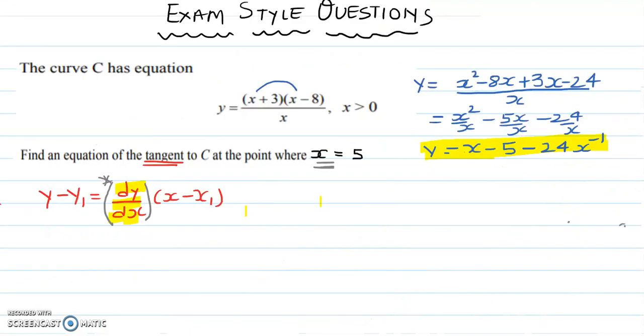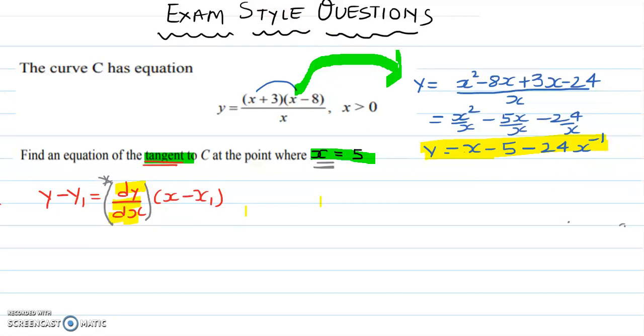Here is a question. The curve C has the equation y equals (x plus 3)(x minus 8) divided by x, and find the equation of tangent to C at the point where x is 5. So x is equal to 5 and we need to calculate the tangent here. If you expand (x plus 3)(x minus 8), then you get this, x squared divided by x, so we have got this equation.